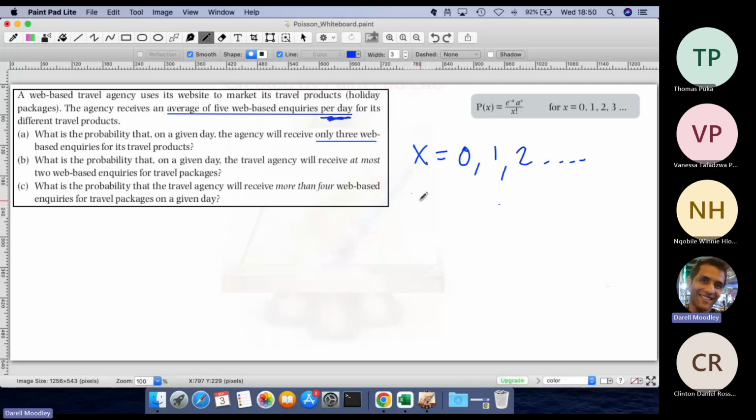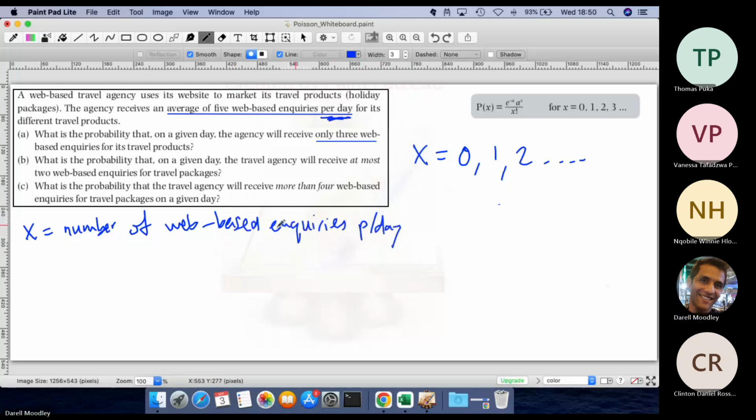So here, remember what we said, X is counting the number of occurrences, and in this case, we're counting the number of web-based inquiries. So your X is the number of web-based inquiries per day. Question A is asking us to work out the probability that X is equal to 3.